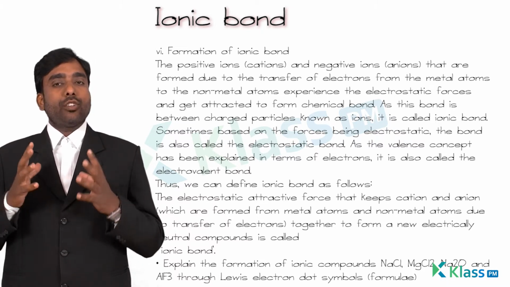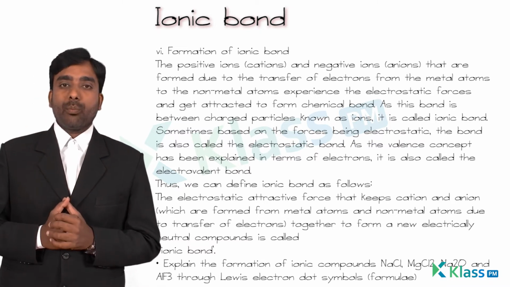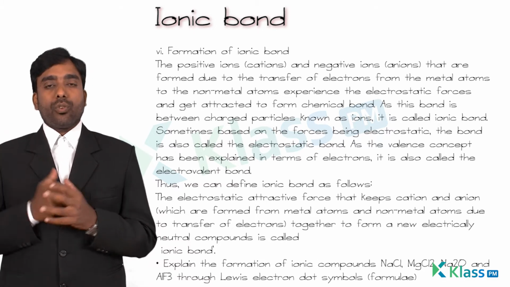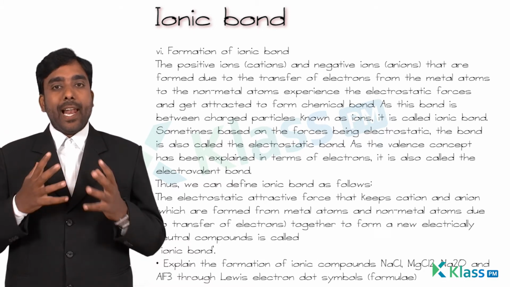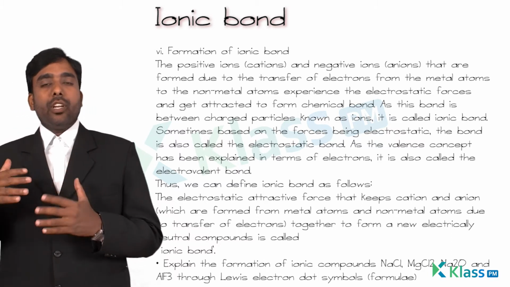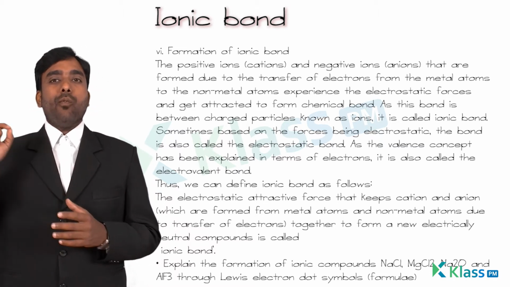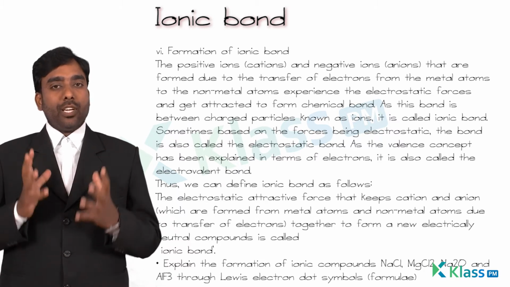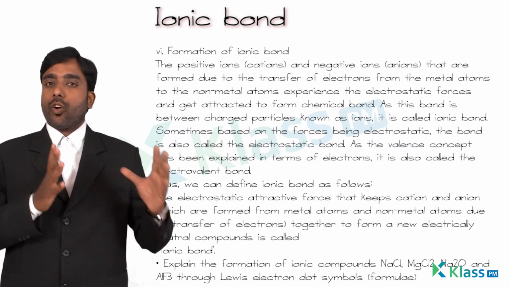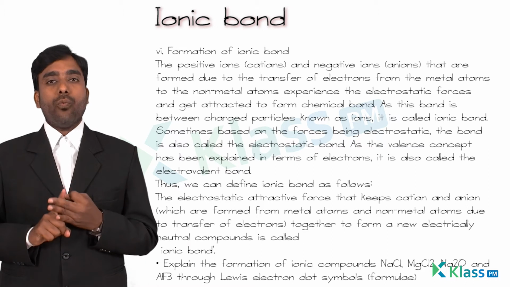Since it is formed between ions, this bond is called an ionic bond, and the reason for the formation of the bond is electrostatic force, so it is also called an electrostatic bond. Also, the main reason for the bond formation is valency, octet valency, so it is also called an electrovalent bond. You can call this bond an ionic bond, an electrostatic bond or an electrovalent bond.